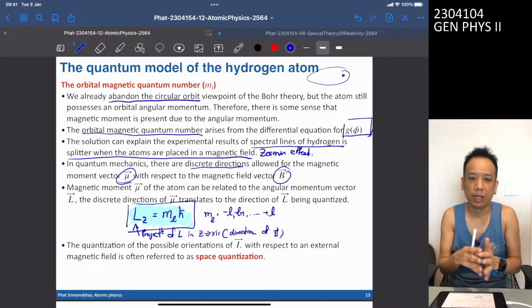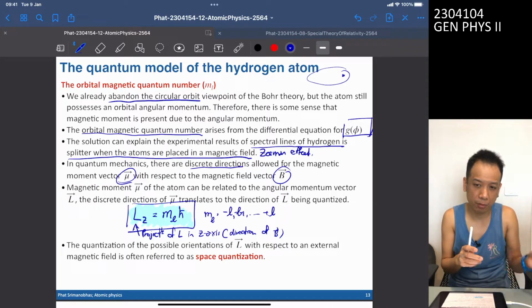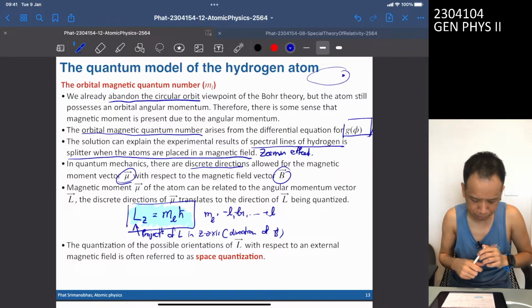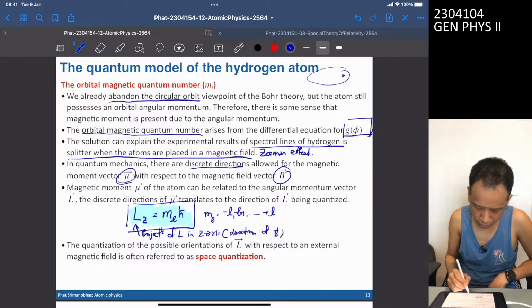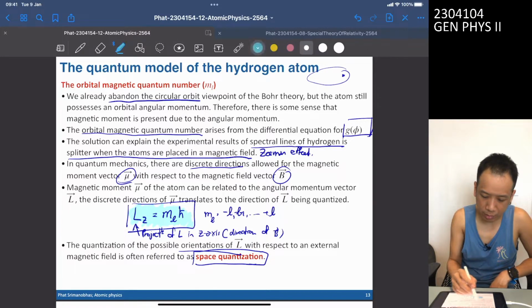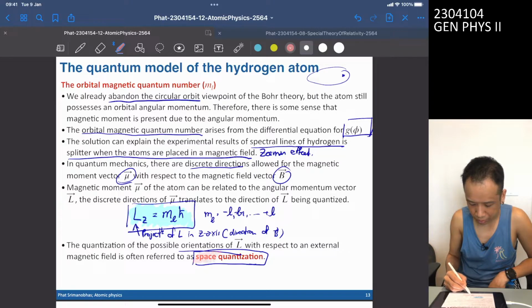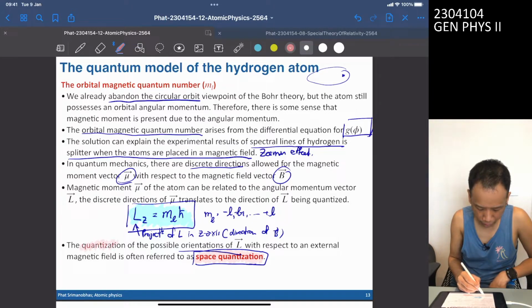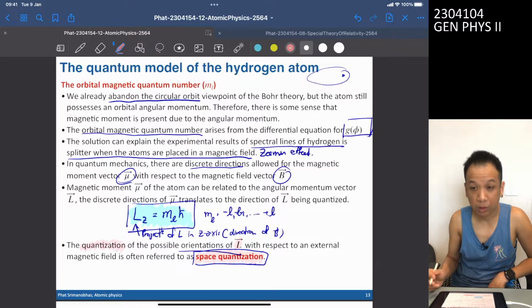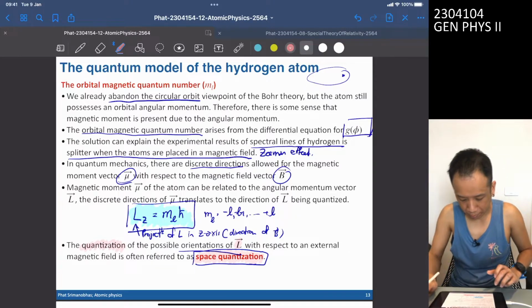So it's equal to ml, the orbital ml, times h bar, and ml is what we call the orbital magnetic quantum number. Its value ranges from minus L to L. The quantization of the possible orientations of L, we call the space quantization. It's the old word, but sometimes people still use it. You should know two words: the quantization of the orbital angular momentum, or what we call the space quantization.